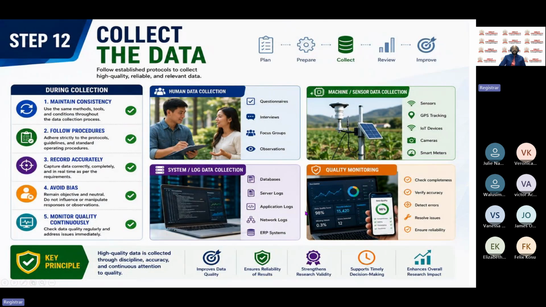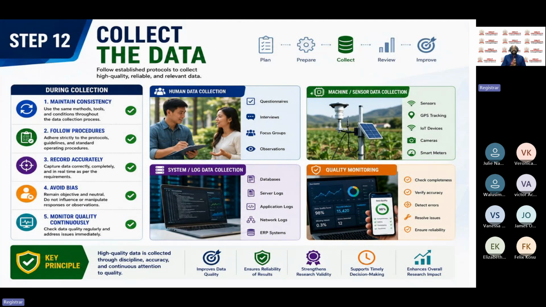Now, if you go to step 12, we have 6 more steps. When you collect data, you should ensure that you get high quality, reliable, and relevant data. In any research, it is that one. But since you are using sensors, you have more control, not like with human beings. Why? Because if your sensors are properly fixed, properly calibrated, and properly designed with proper connectivity, they will give accurate data.